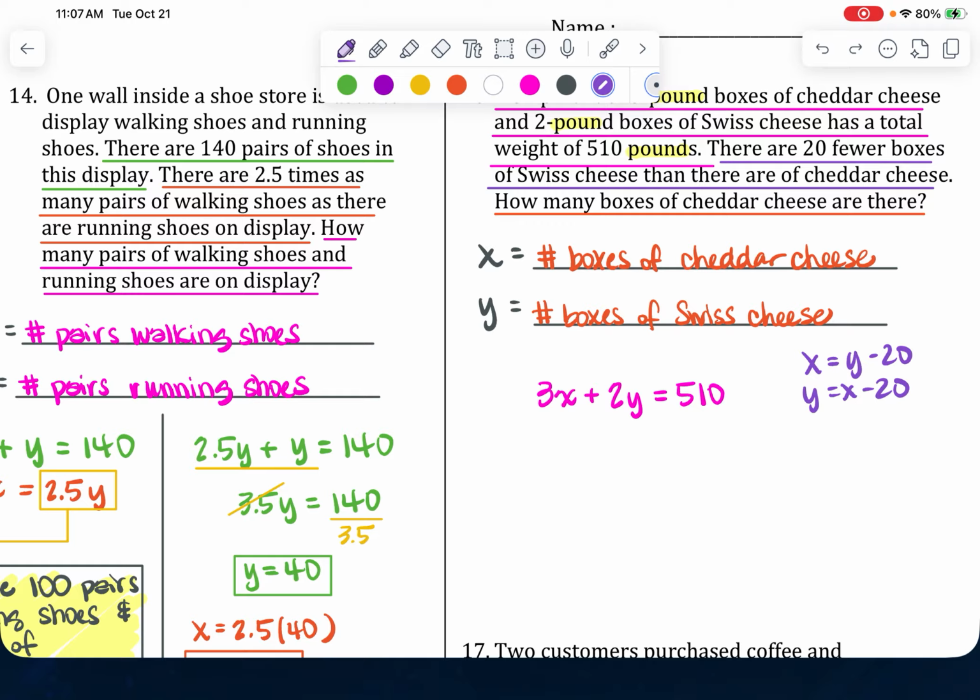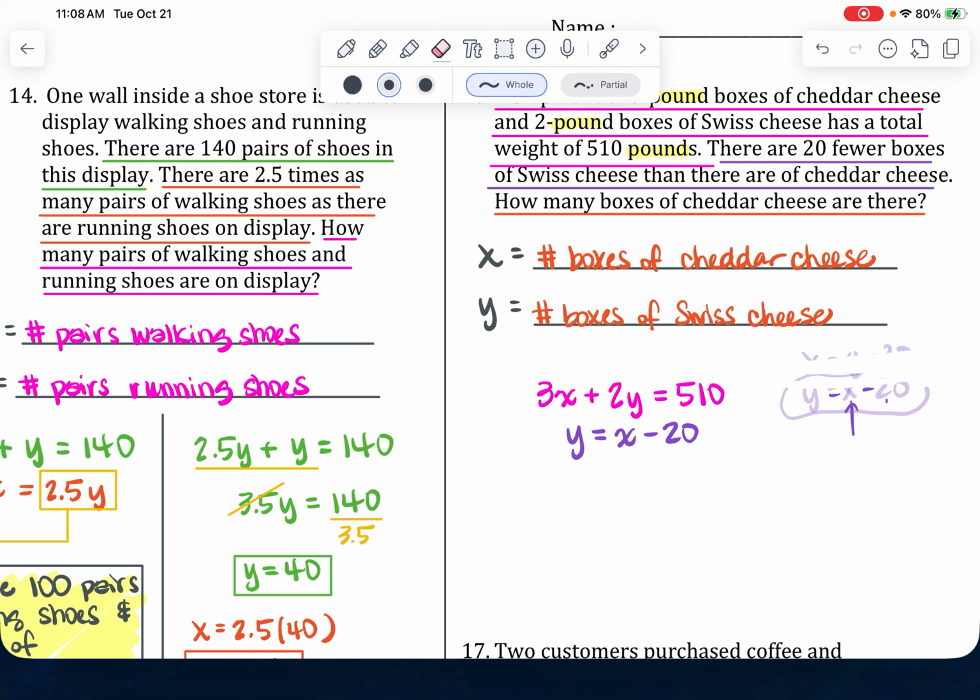It says there's 20 fewer boxes of Swiss cheese. So Swiss cheese is Y, right? Since we're talking about the Swiss cheese being the lesser number, then that has to be the variable that we're finding, right? If I took cheddar and took 20 away from that, then that would give me the Swiss, right? So that one is our winner. So Y equals X minus 20. It can't be the other one because the other one is saying in order to find cheddar, I would subtract 20 from the Swiss, right? And that's not saying the same thing. All right, I know those can be confusing. I always just kind of write it both ways and reason my way through it sometimes.